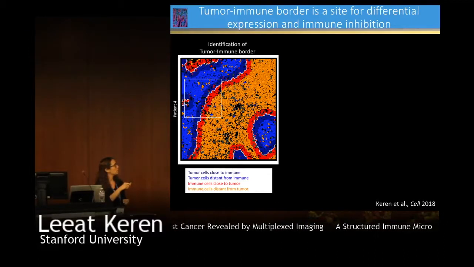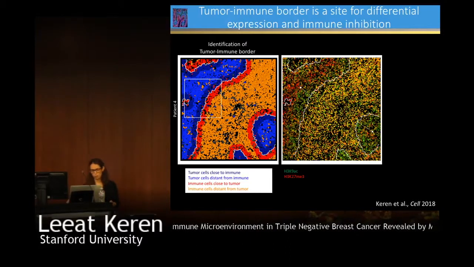All these blue cells are tumor cells, and all these orange and red cells are immune cells. For each one of these cells, we can ask, are they sitting close to the boundary? For example, in red, we have immune cells close to the boundary, and in orange, immune cells further away from the boundary. Now that we have this tumor immune boundary, we can look at different markers and assess the expression of these markers relative to the boundary.